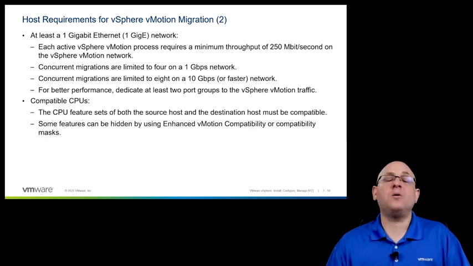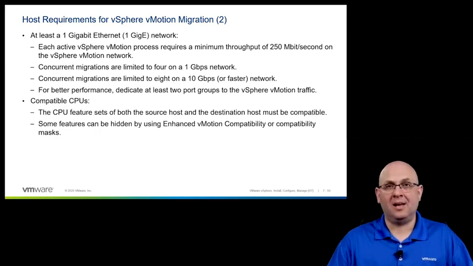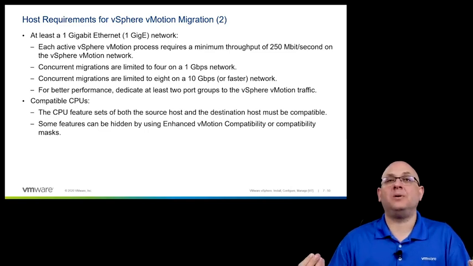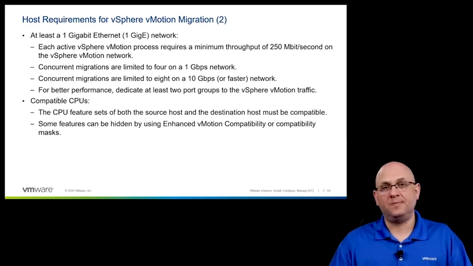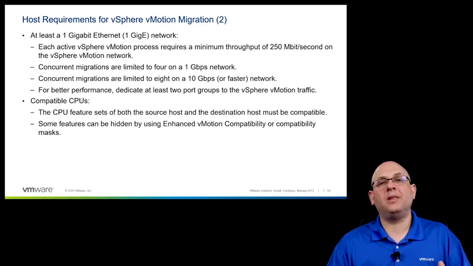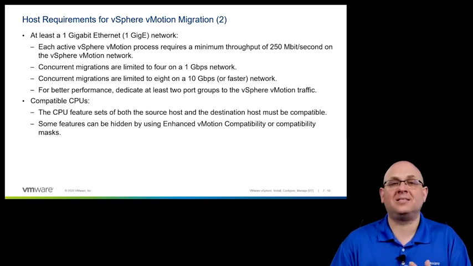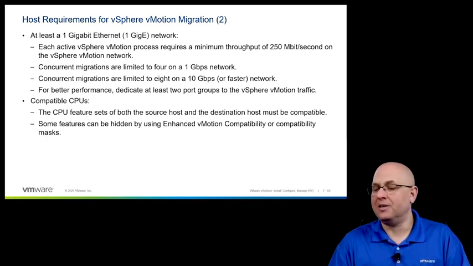Well, we'll start by saying that all of the CPUs on the source and the destination must be all either AMD or all Intel. We cannot do a migration between Intel and AMD CPUs. There's enough of a difference there to cause problems. We also need compatibility between the generations of CPUs within that single vendor. We'll talk a little bit more of that when we get into this feature called Enhanced vMotion Compatibility, which is the subject of the next lesson.